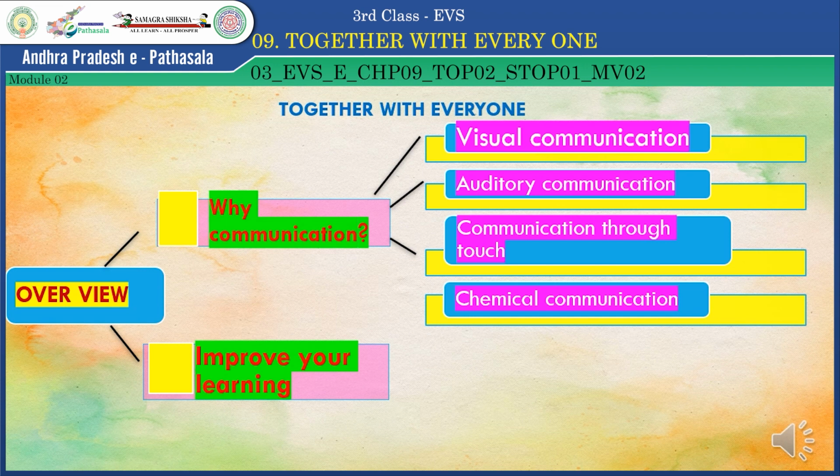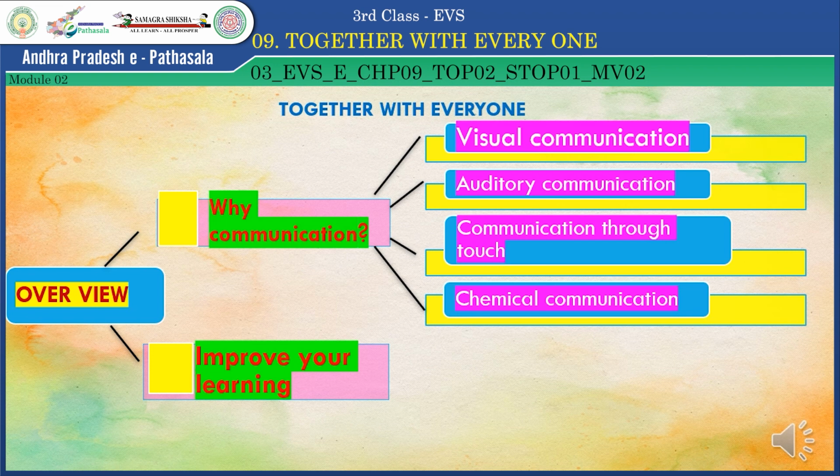Children, this is the overview of the second module of the lesson. Here you will know about why communication and improve your learning. Under why communication, you will know about visual communication, auditory communication, communication through touch, and chemical communication.